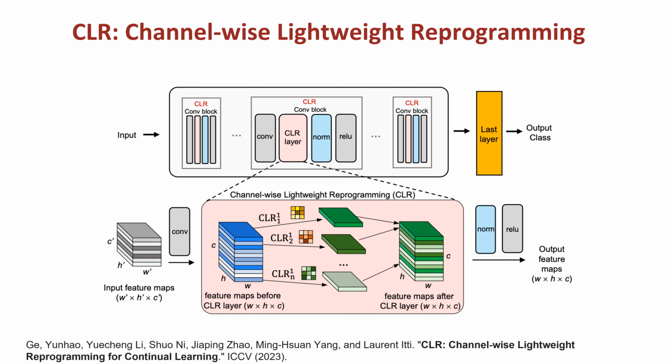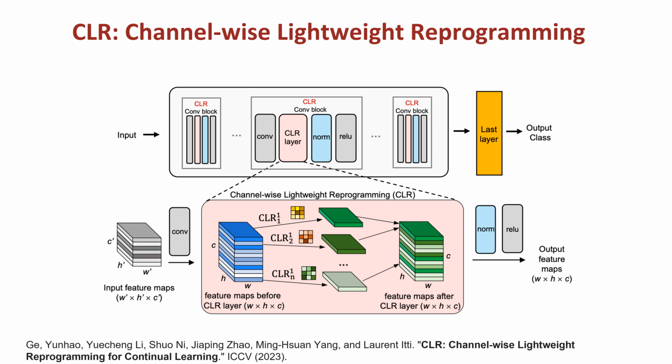In our architecture, each convolutional block is augmented with a CLR layer immediately following the standard convolutional layer. The gray portion of the architecture remains identical to the pre-trained model and is kept fixed throughout the learning process. For each channel in the feature map generated by the convolution layer, we apply a 3x3 channel-wise convolution, as opposed to a traditional convolution layer. This results in significant parameter savings.